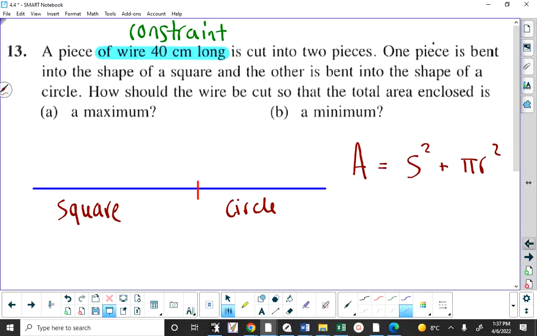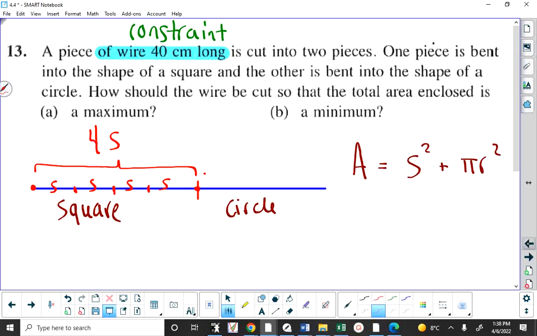Now, what this distance is from here to here is 4s, because I have to bend that so that it has four equal sides. So I have to bend it in half and bend each of these in half and then form 90 degree angles to complete the square. I didn't do a fantastic job of drawing this. Let me see if I can fix it. That's not bad. So this is s, this is s, this is s, this is s.